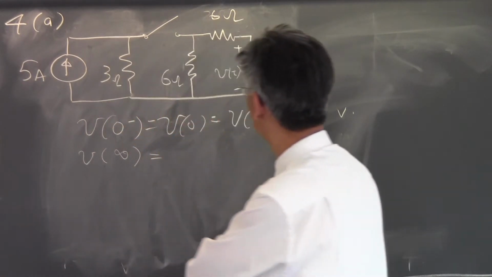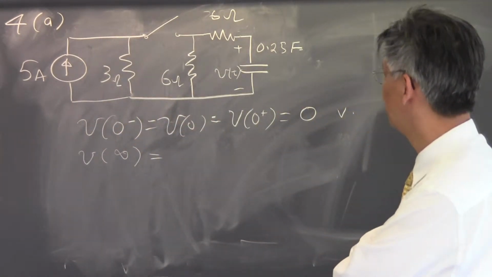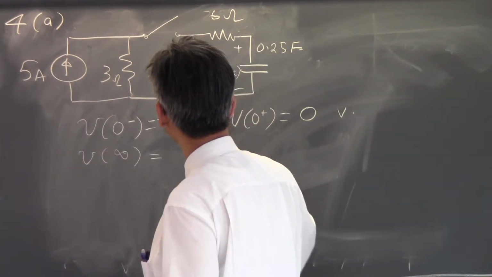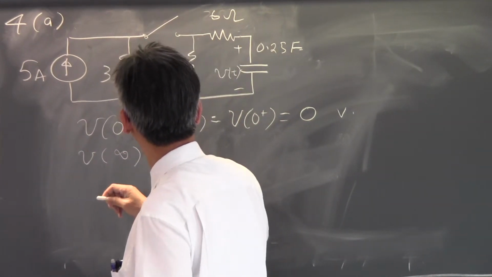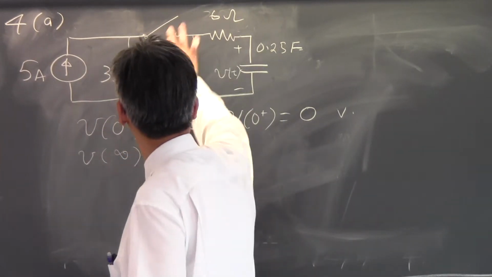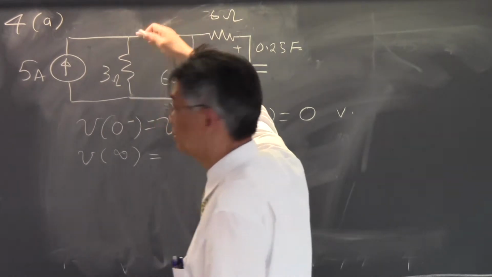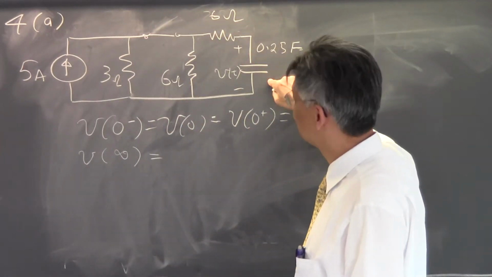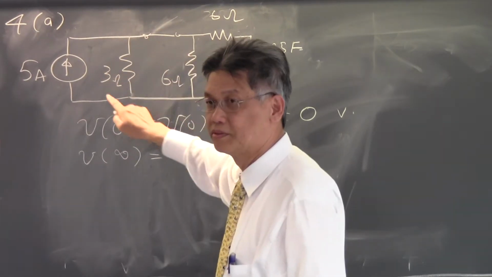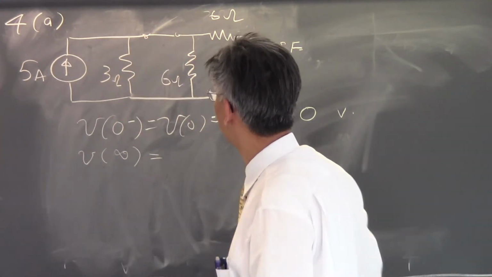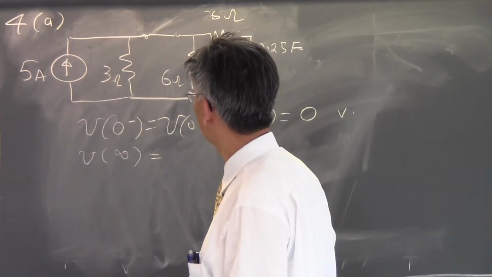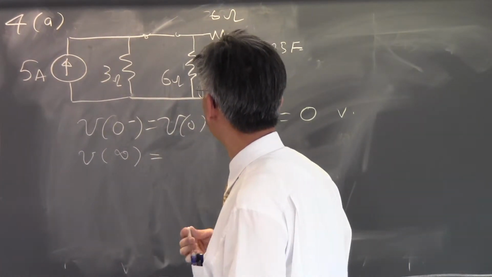V infinity is the voltage after you turn on the switch. If you turn on the switch, then this becomes an open circuit, right? So after you turn on the switch, you just let it sit for an infinite amount of time. This becomes an open circuit. The current would flow only through these 2 resistors. Nothing flows through that resistor. So what is the current that goes through, say, the 3 ohm or the 6 ohm resistor?